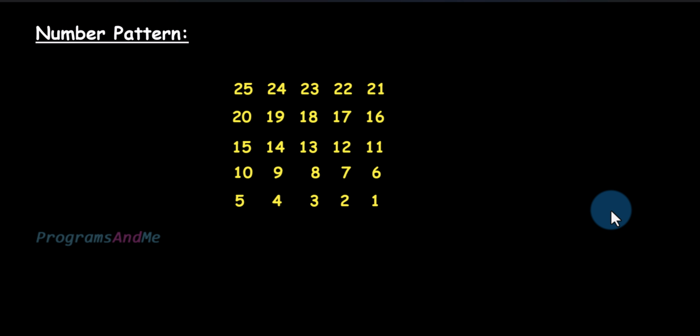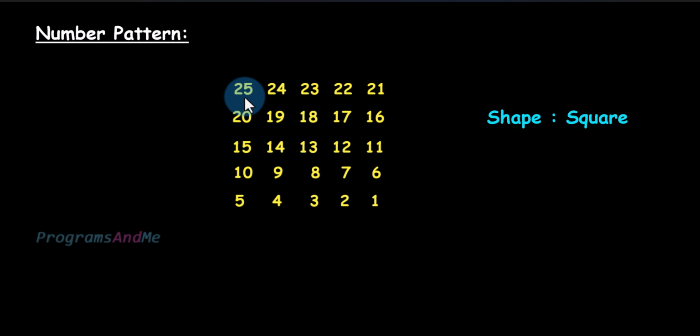Today in this tutorial we'll write a Python program to print a number pattern. This is our today's number pattern. The shape of this pattern is square and the numbers we want to print are 25, 24, 23, 22, 21. Here 20, 19, 18, 17, 16. In the next row 15, 14, 13, 12, 11. And in the next row 10, 9, 8, 7, 6. And in the last row 5, 4, 3, 2, 1.